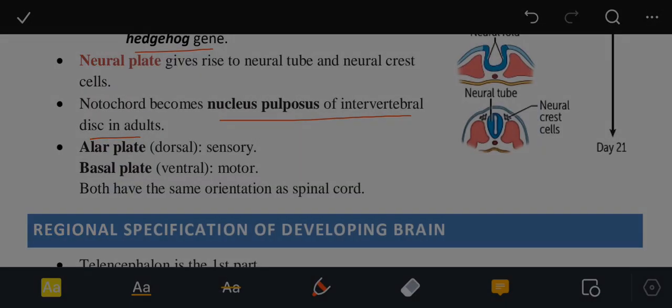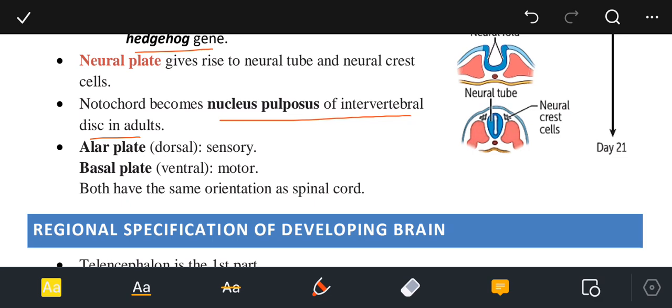Now here you can see that the alar plate is dorsal, that is for the sensory, and the basal plate is ventral, that is for the motor. Both have the same orientation as the spinal cord.